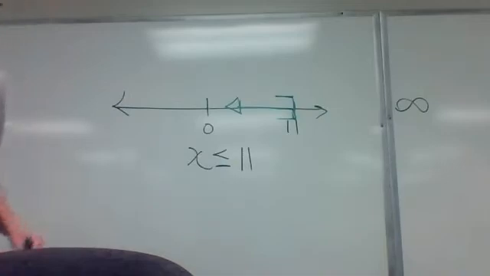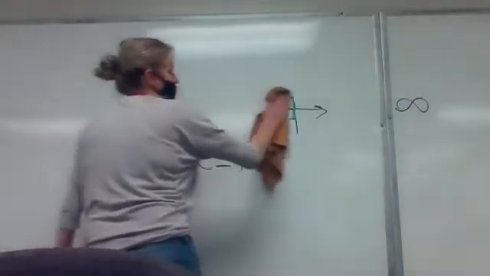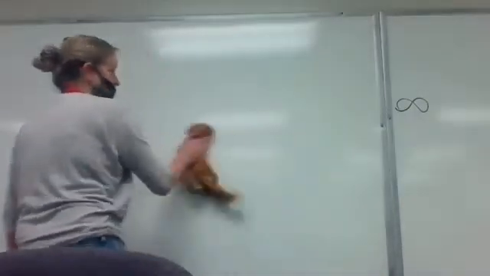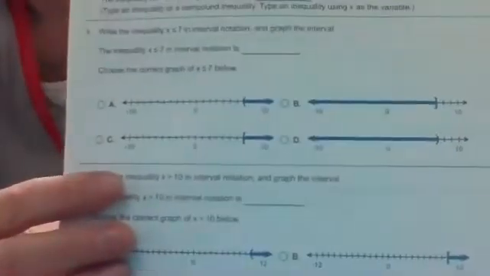All right, number 3 says write the inequality X is less than or equal to 7 in interval notation, and then draw it on the number line. And then actually, you're not really going to draw it on the number line. It's going to give you multiple choice and pick which one it is.